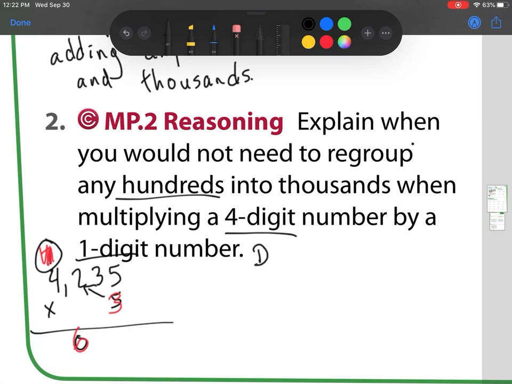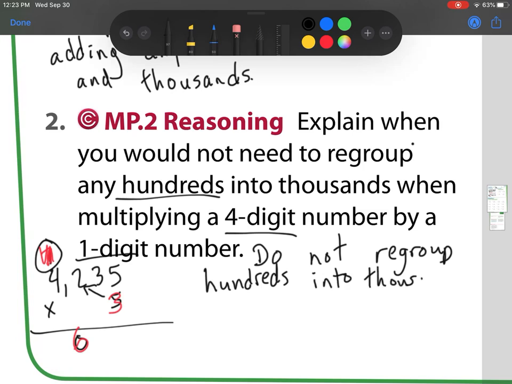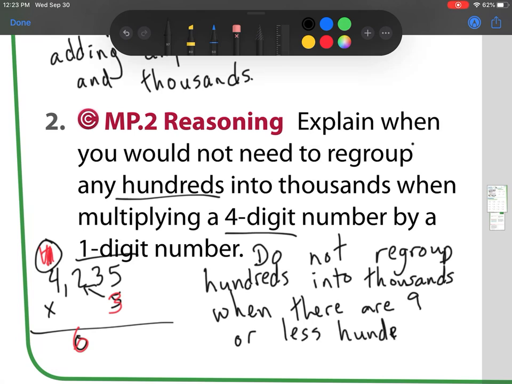It says we do not regroup hundreds into thousands when there are 9 or less hundreds, meaning when this number times this number is less than 9.